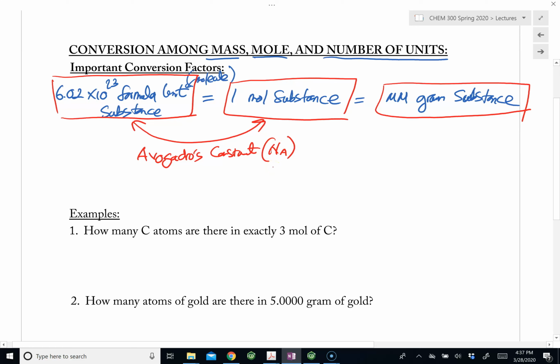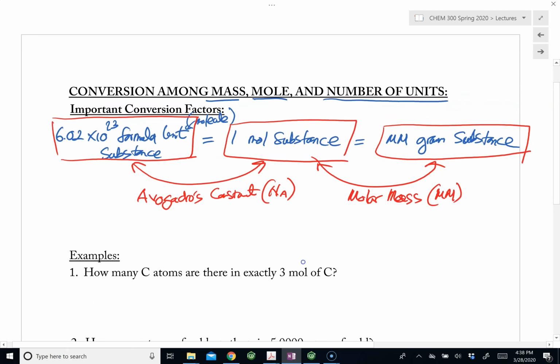And if we need to convert between mole of a substance to gram of a substance, then we'll be using this relationship, or this conversion factor. And this is known as the molar mass. And similarly, we can also convert between formula units of a substance to gram of a substance as well by using this relationship above.